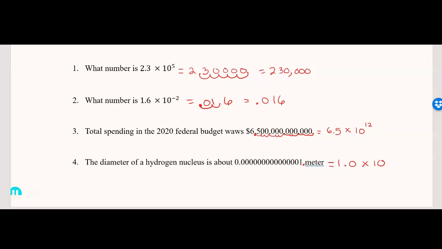But now we have a lot of counting to get to the end, right? So we're going 1, 2, 3, 4, 5, 6, 7, 8, 9, 10, 11, 12, 13, 14, 15. I had to go to the left, 15. That would be to the negative 15 power. And that essentially is scientific notation.